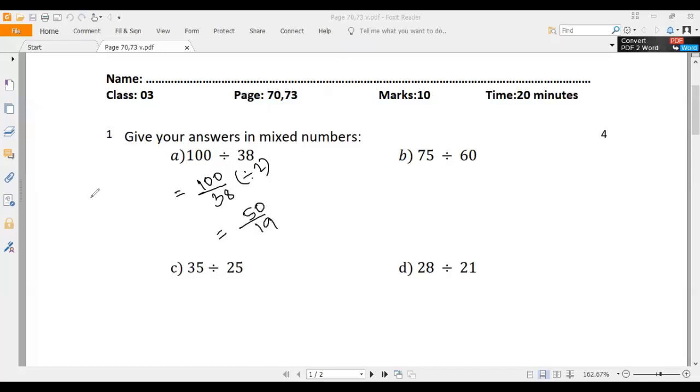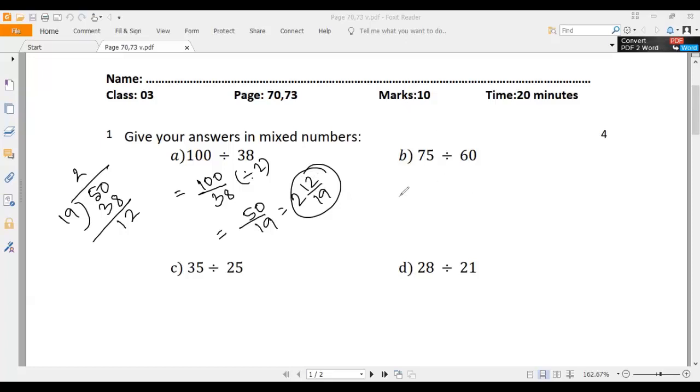Now we have to divide. If we divide 50 by 19, we will get a mixed number. 19 twos are 38. Then what will be the remainder? That is 12. Then we can say 2 whole 12 by 19 will be the final answer of this problem. So if we want to convert 100 divided by 38 into mixed number, the answer will be 2 whole 12 by 19.